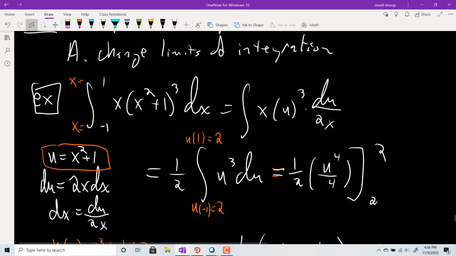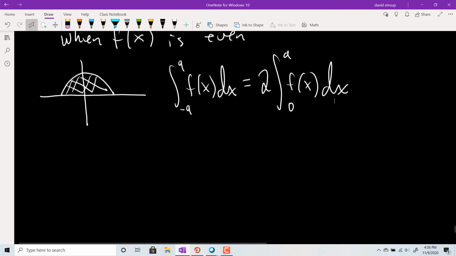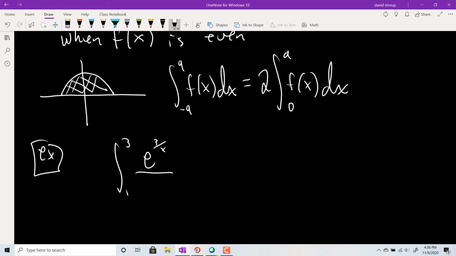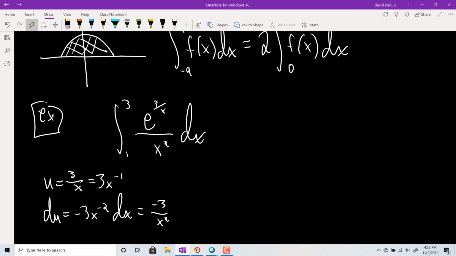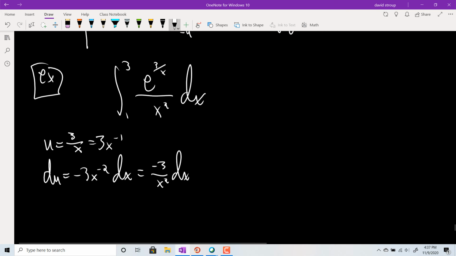So let's get back to the change of limits in integration. Let's do another one of those. Sure, why not? This example is kind of a nasty one: the integral from 1 to 3 of e to the 3 over x, all over x squared, dx. Okay, so first I'm going to let u equal the exponent of the exponential, 3 over x, which is the same as 3x to the negative 1. du will be negative 3x to the negative 2 dx, which if you would rather is negative 3 over x squared dx. And then you could solve for dx.